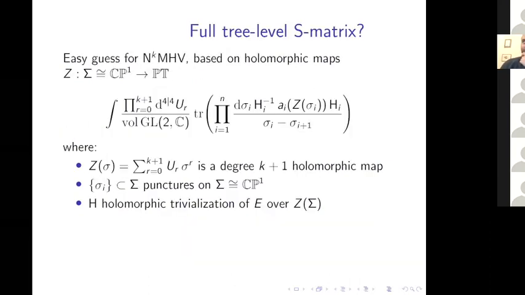Okay, so I'm conscious of having gone over time due to my lack of organization here, so I'll try to wrap up as quickly as possible. The last thing I want to tell you is that it's easy now to write down a conjecture for the full tree-level S-matrix on one of these self-dual radiative backgrounds.